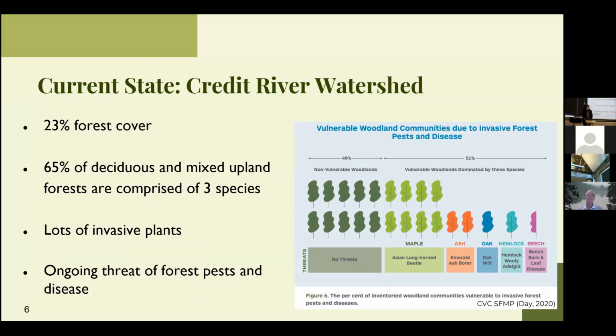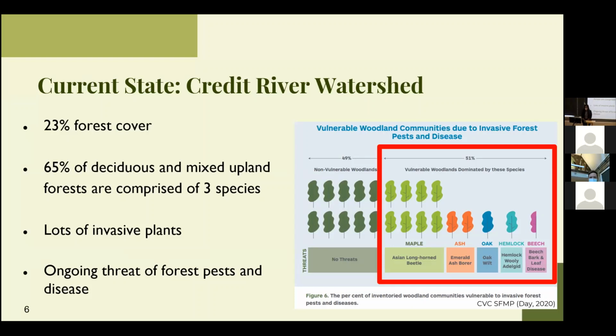Another issue in the Credit River watershed is that there are a lot of invasive plants. And then we've also got this ongoing threat of forest pests and diseases. On this figure, you can see that 51% of the inventoried woodlands are vulnerable to current and future pests, including things like Asian longhorn beetle.